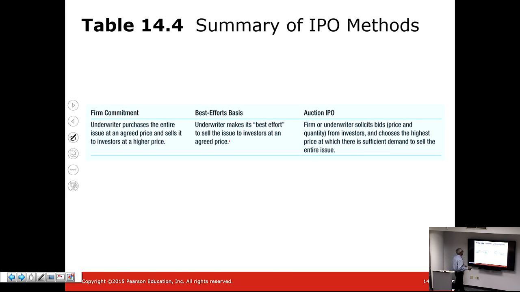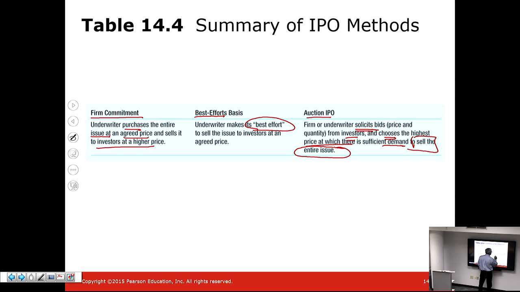So again, to recap, we have the firm commitment method, where underwriters purchase the entire issue at an agreed upon price and they sell it to investors at a higher price. We have the best effort method, where the underwriter is simply making a best effort. And then we have the auction method, where the underwriter is soliciting bids from investors and then choosing the highest price at which there is sufficient demand to, and this is the key part, sell the entire issue. All 500,000 shares, all 1 million shares that you're intending to sell to raise the requisite amount of capital.